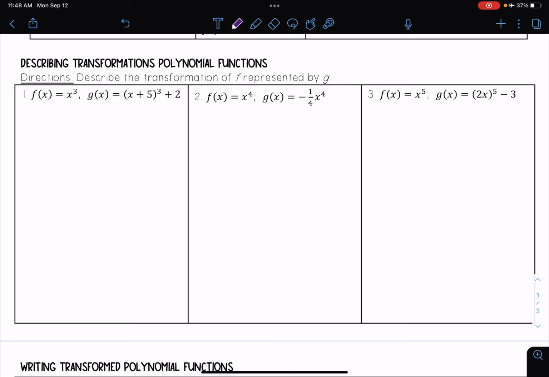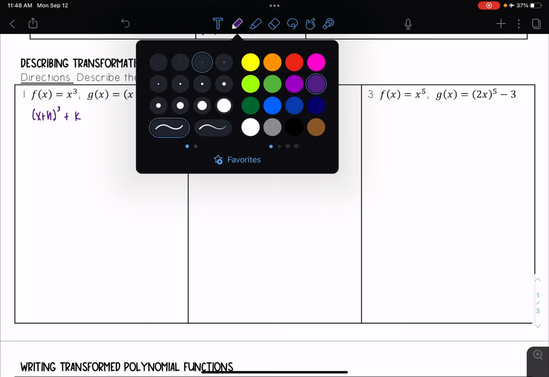Well, I see that g of x is in the form of (x + h) cubed + k. So I'm going to look at what my h is and what my k is. Remember, h represents how much the graph goes from left to right, and k represents how much the graph goes up and down.